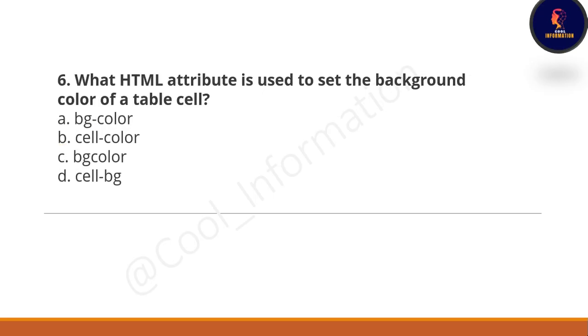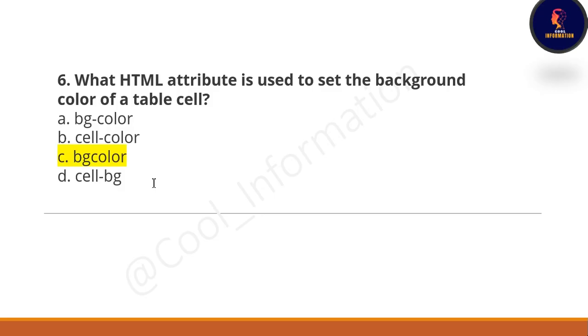Okay. Next question. Which HTML attribute is used to set the background color of the table cell? Options are bgcolor, bg-color, cell color, cell bg. Now see, option A and option C are different, bgcolor and bg-color. Correct option is option number C.